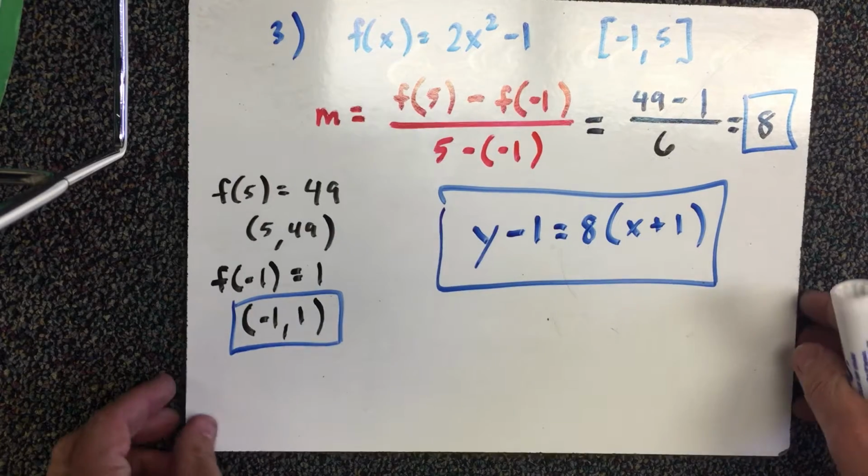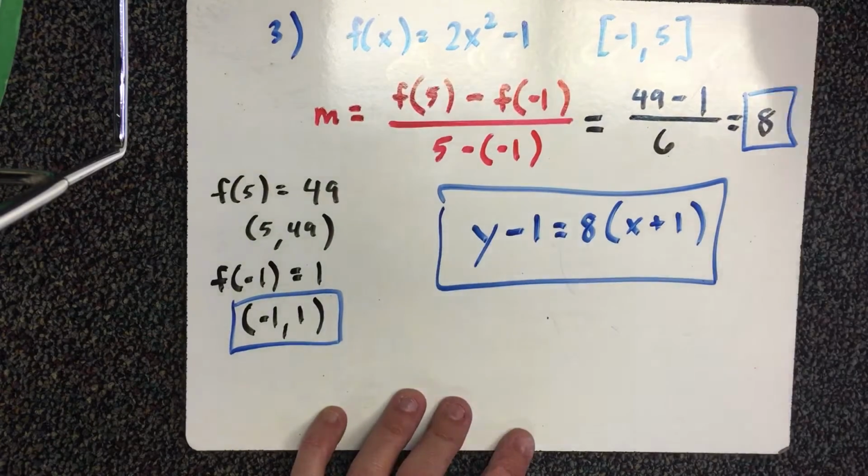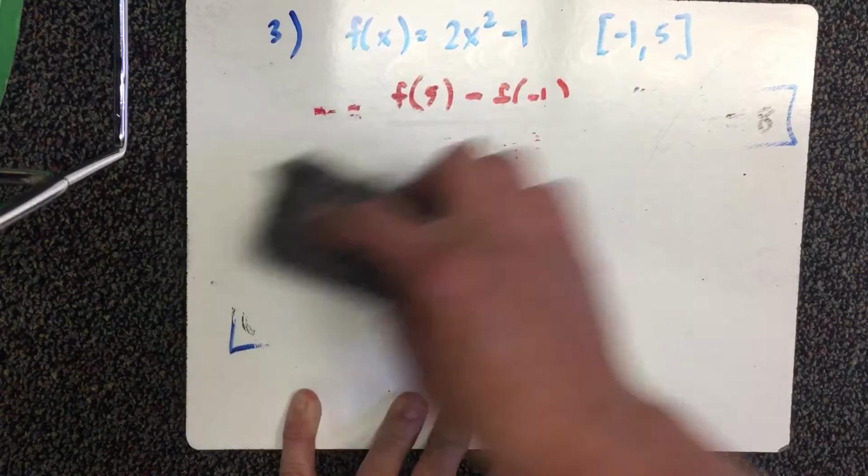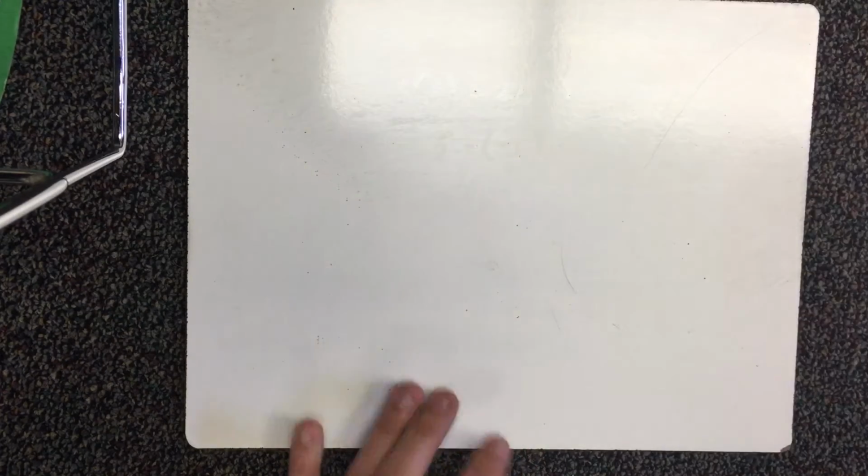1, 2, 3, and 4 all look very similar to that, where you've got to find something about the average rate of change, and then sometimes you have to find the secant line formula or equation. All right, so that was that one.